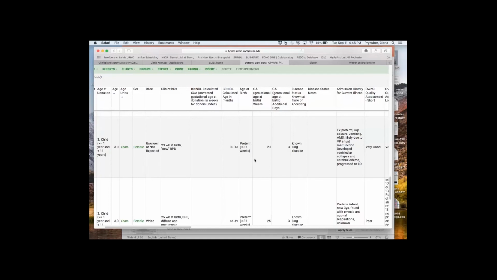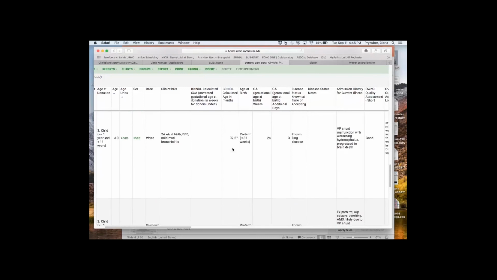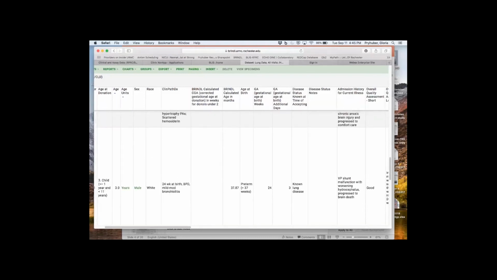Yeah, and this one is particularly interesting, a 3-year-old, but not a victim of BPD, but of a neurologic cause. BD is brain death, not BPD. Okay, I think that's all I wanted to show you there.